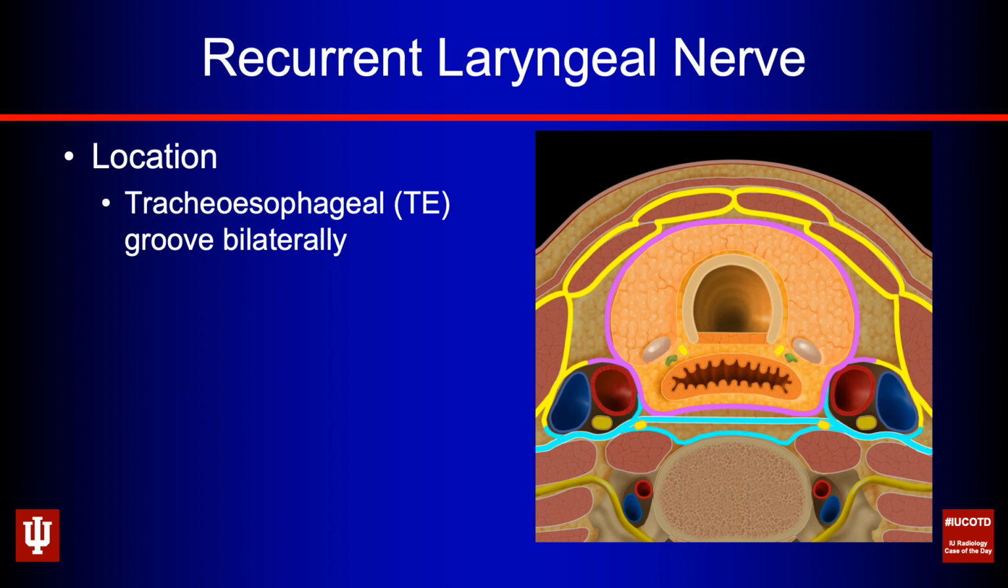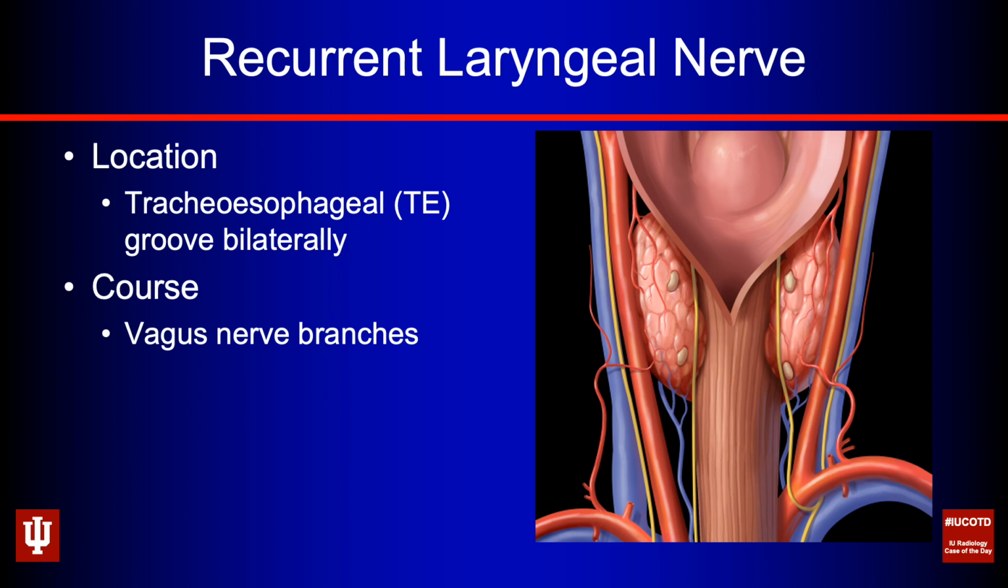So where does it live within the visceral space? Well, it lives within the tracheoesophageal groove bilaterally. Here, these white arrows are pointing at the recurrent laryngeal nerves. It's important to know the course of the recurrent laryngeal nerve. This is a branch off of the vagus nerve.